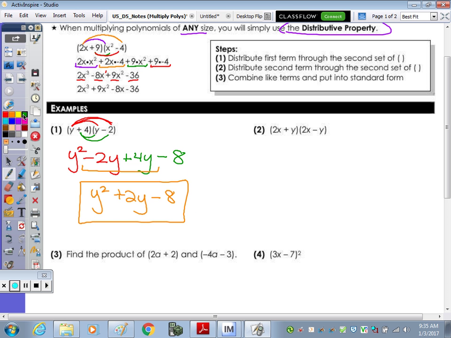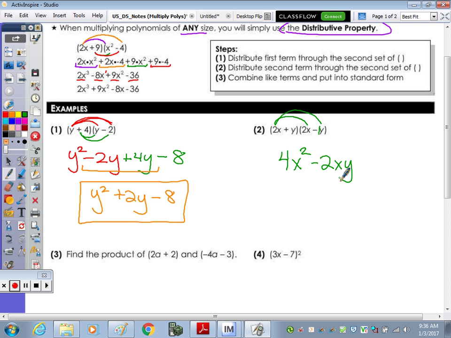All right, number 2. So starting by distributing the 2x through, so 2x times 2x, multiply the coefficients, 2 times 2 is 4, and then x times x is x squared. Distributing the 2x to that second term in that expression, 2x times negative y, remember there is a negative 1, so 2 times negative 1 would be negative 2, and then x times y, because they don't have a like base, we can't add exponents, we just simply write the xy product.